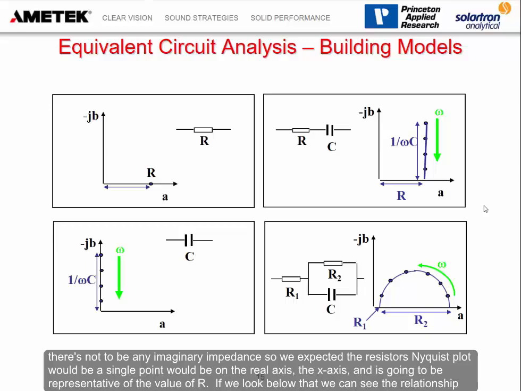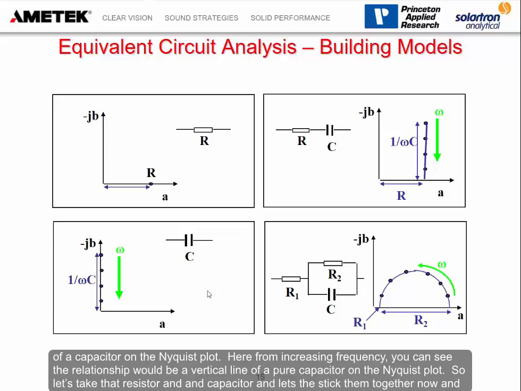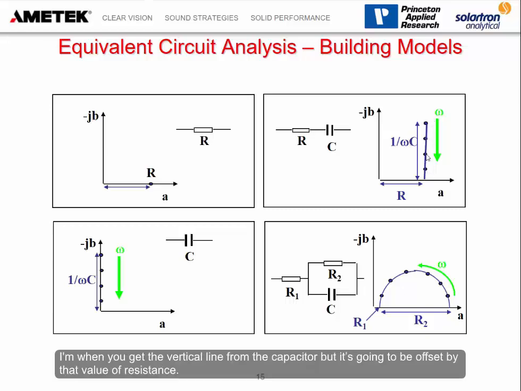If we look below that, we can see the relationship of a capacitor on the Nyquist plot. With increasing frequency, you can see the relationship would be a vertical line for a pure capacitor on the Nyquist plot. So let's take that resistor and capacitor and stick them together now, and I'm going to get the vertical line from the capacitor, but it's going to be offset by that value of resistance.